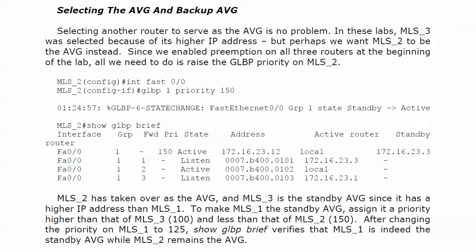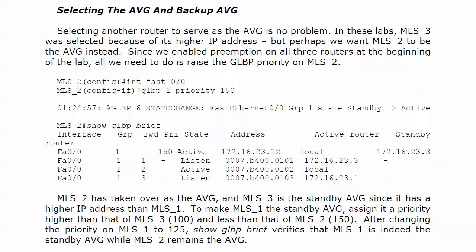I actually have two GLBP labs remaining for you, not just the weighting and tracking, which we're going to do in a moment. But first, a short and important lab on changing the AVG default selection and even the backup AVG default selection. Now, going back to your MAC address studies, the root bridge gets selected by the MAC address table if the priorities are all left at the default.